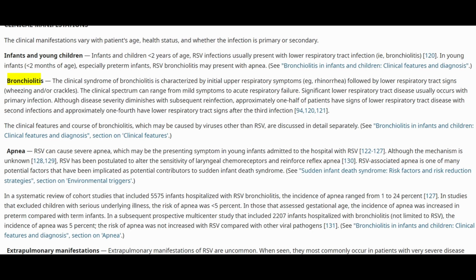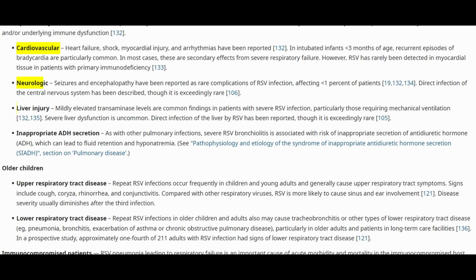It can cause various diseases in children, especially bronchiolitis and apnea. In a systematic review of cohort studies that included 5,575 infants hospitalized with RSV bronchiolitis, the incidence of apnea ranged from 1 to 24%. Among the extrapulmonary manifestations, it can also cause several cardiovascular, neurologic, liver injury, and inappropriate ADH secretions. In older children, it is also a common cause of upper and lower respiratory tract diseases.